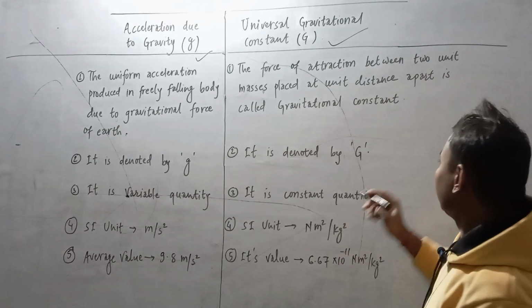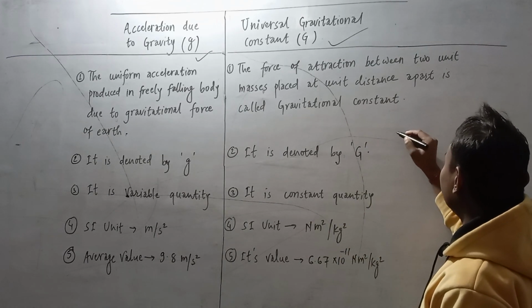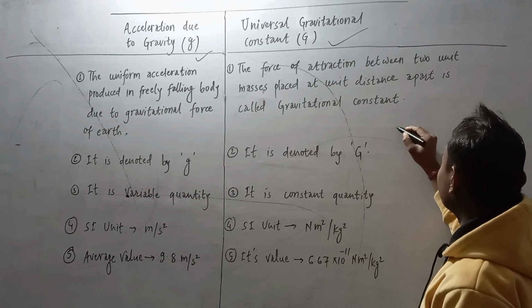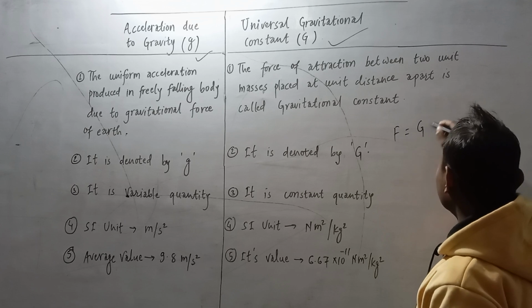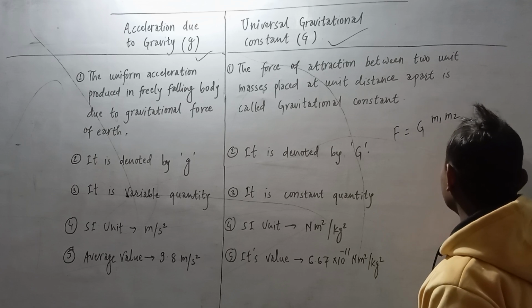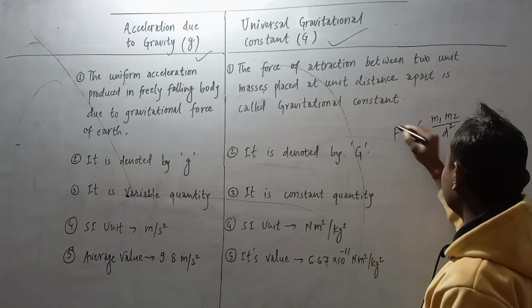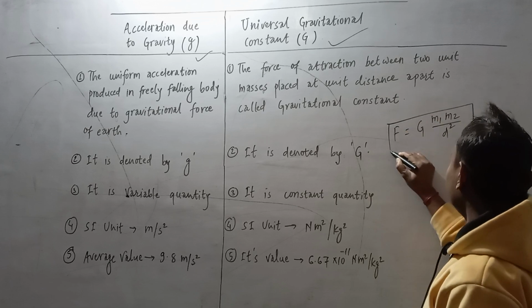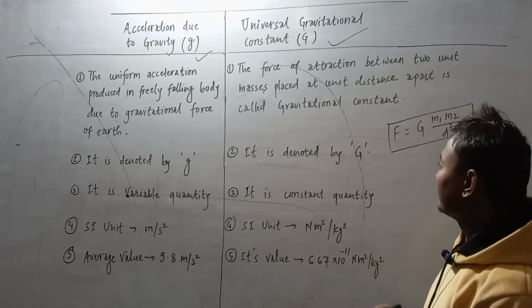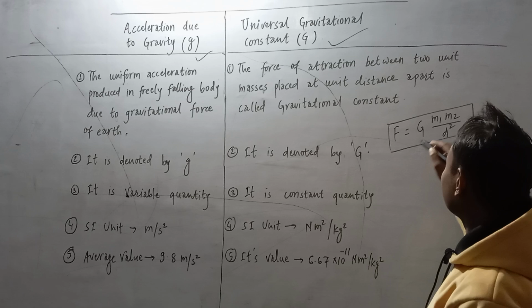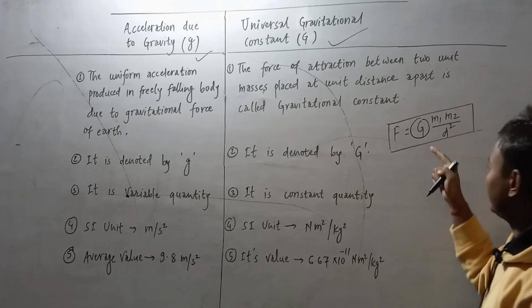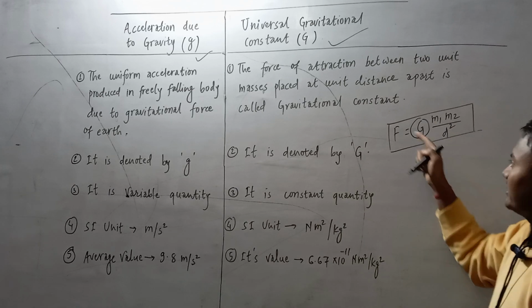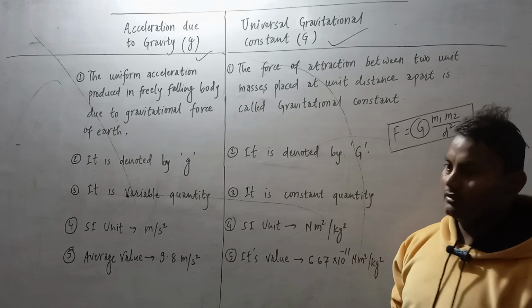As we know, the formula given by Newton is F equal to G m1 m2 upon d square. This is called Newton's law of gravitation. You can see this formula here, and this capital G is called the universal gravitational constant.